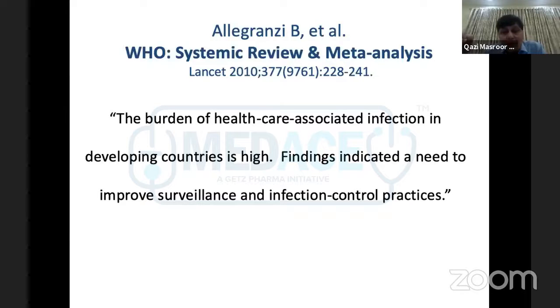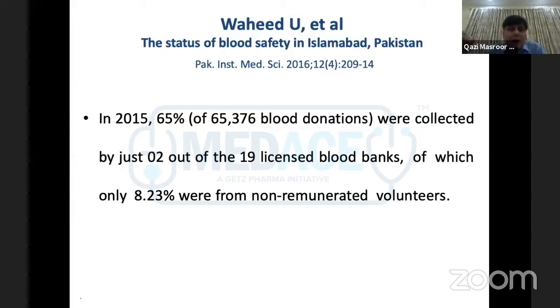And this indicated the need for improvement in surveillance and infection control programs. So this is the background on which I'm talking. And if you see the data from Pakistan, from Islamabad, of the 65,000 blood donations, 65% of the collection was collected in just 2 out of 19 licensed blood banks, and only 8% were from non-remunerated blood donors. It means the others were from professional donors or from family members.